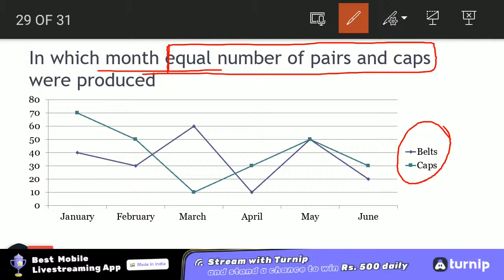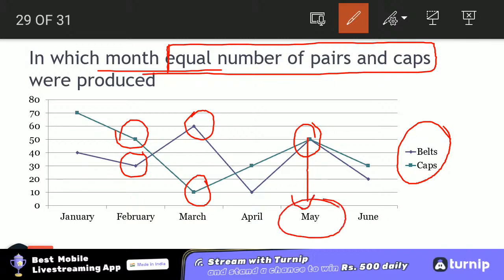So yes, as you can see, in the particular month where the two dots collide with each other, when both dots are at the same point, in that particular month the same number of caps and belts are produced. So we are talking about the month of May. That is the month of May in which equal caps and belts are produced. It cannot be February because in February you can see it's different.